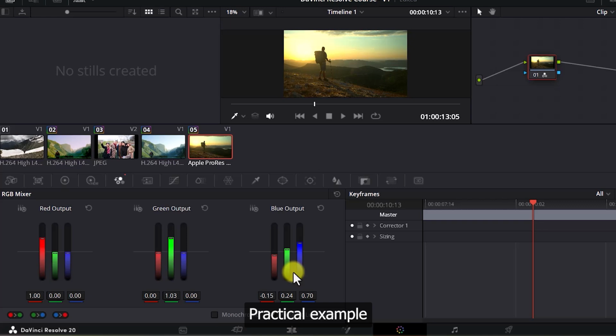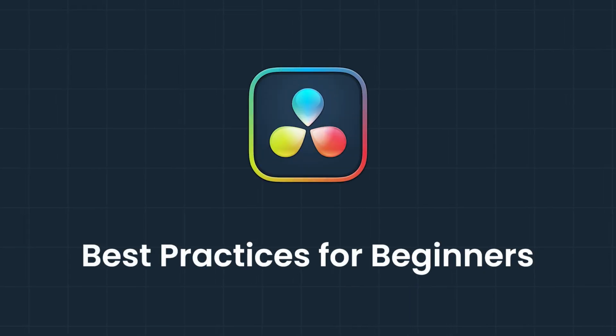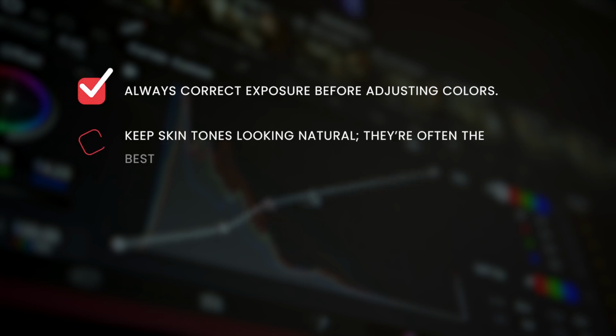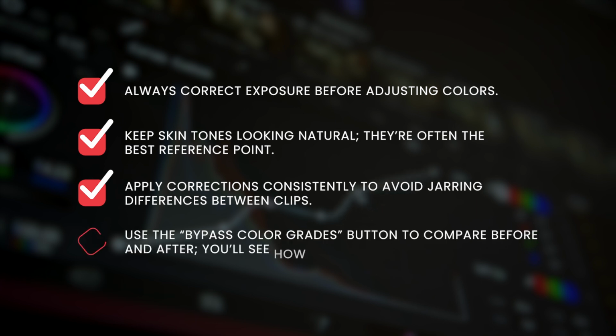Practical example: when editing a campus event, indoor and outdoor shots may look very different. Correction brings them closer together. Best practices for beginners: always correct exposure before adjusting colors. Keep skin tones looking natural. They are often the best reference point. Apply corrections consistently to avoid jarring differences between clips. Use the bypass color grades button to compare before and after. You will see how much you have improved.